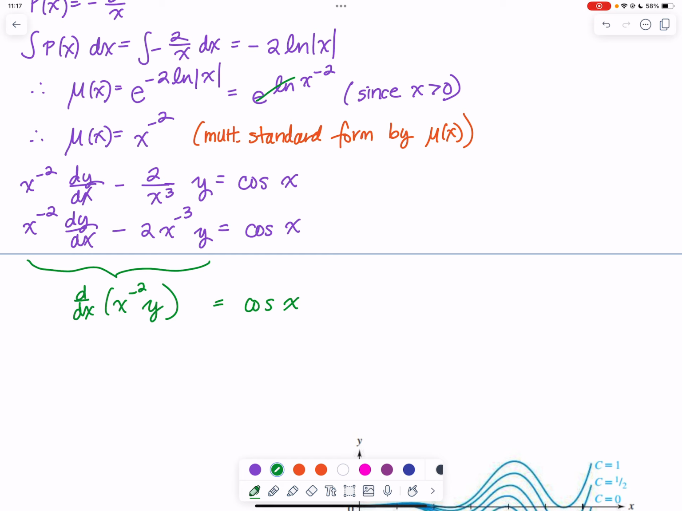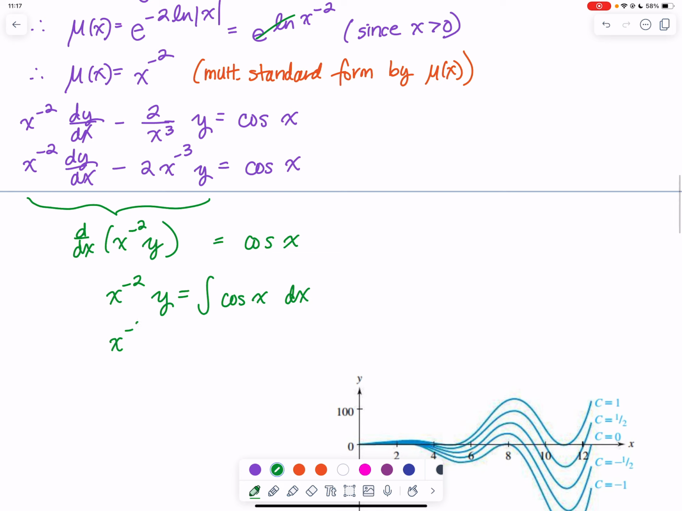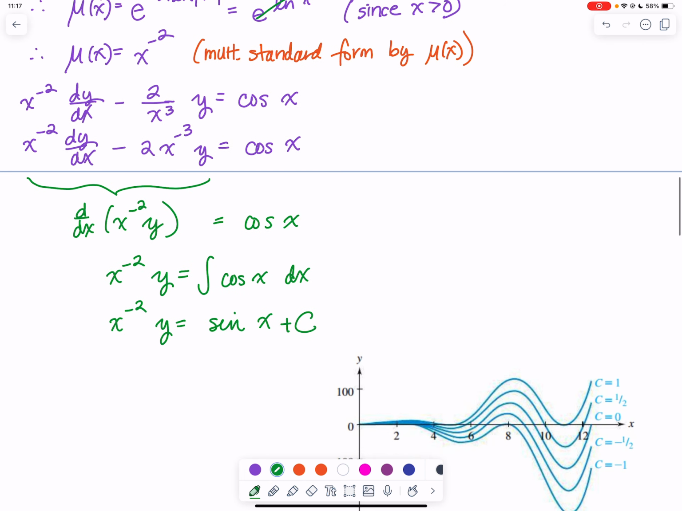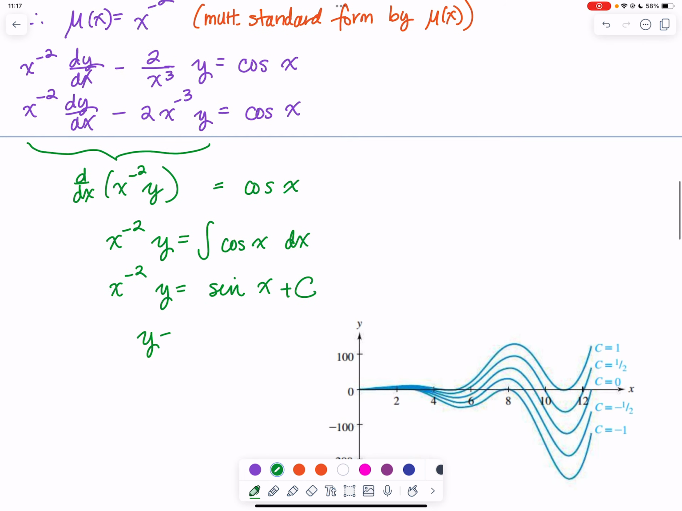So as you can see, we have x to the negative 2 y is equal to the integral of the cosine of x dx. So we have x to the negative 2 y is equal to the sine of x plus a constant. And solving for y, we have x squared sine of x plus c times x squared.